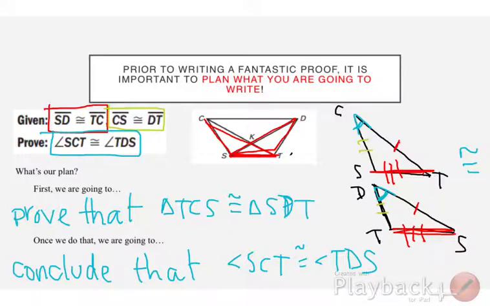And now look what I have. I know that all 3 sides are congruent in my two triangles, so I know that I have side, side, side, so my triangles are congruent. So now that we have this plan, this idea of how we're going to attack this problem, let's go through and actually see if we can attack it.